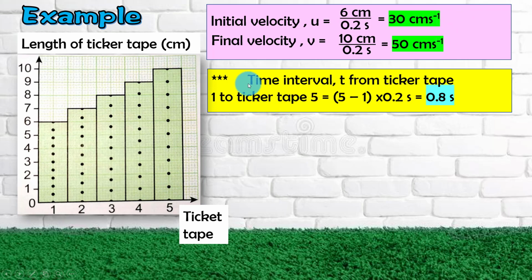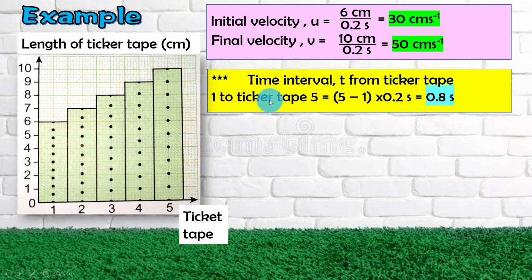Okay, now I want to introduce another one. There's a special one, we call it time interval. When the question asks about acceleration, you need to use time interval. So for the time interval from the ticker tape, here there are 5 bars, is it? If you want to find the time interval, you say ticker tick 1 until 5. So you need to minus: 5 minus 1 becomes 4, multiply 0.2 second.